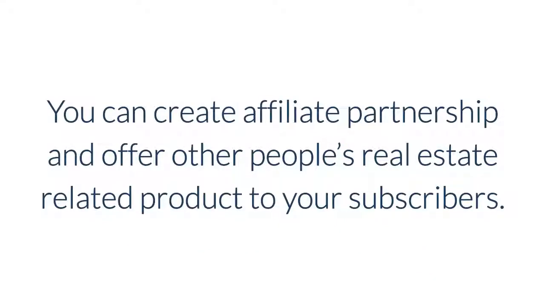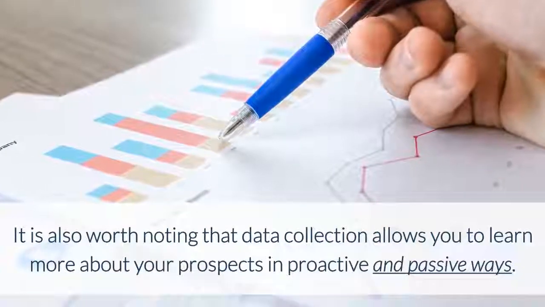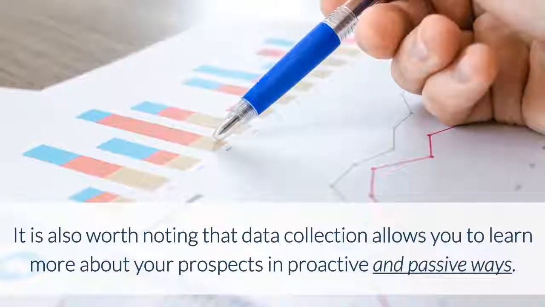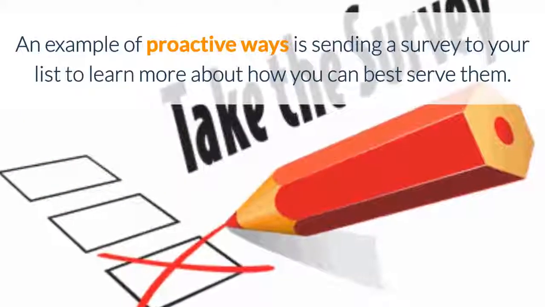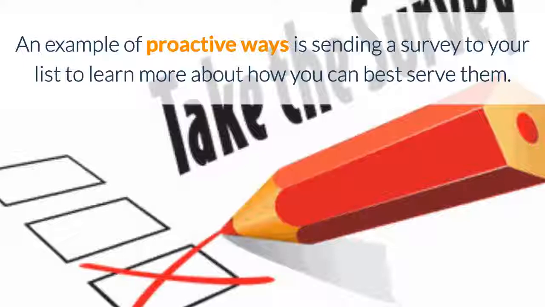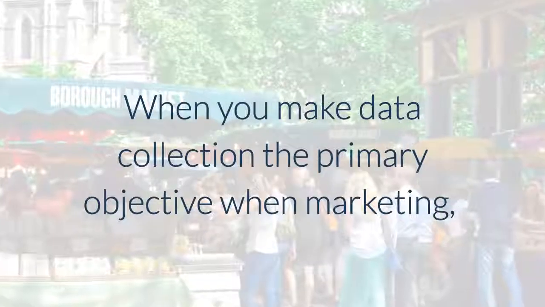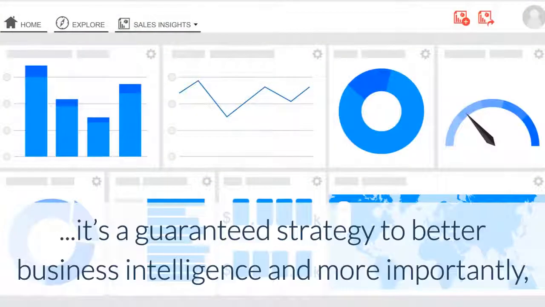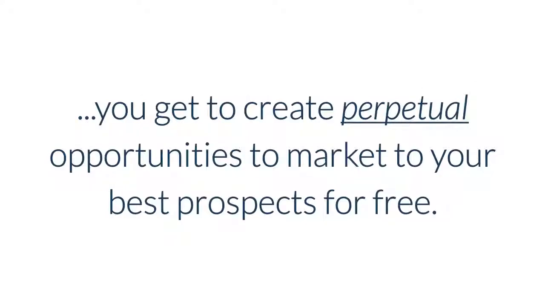You can create affiliate partnerships and offer other people's real estate related products to your subscribers. It is also worth noting that data collection allows you to learn more about your prospects in proactive and passive ways. An example of a proactive way is sending a survey to your list to learn more about how you can best serve them. When you make data collection the primary objective when marketing, it's a guaranteed strategy for better business intelligence, and more importantly, you get to create perpetual opportunities to market to your best prospects for free.